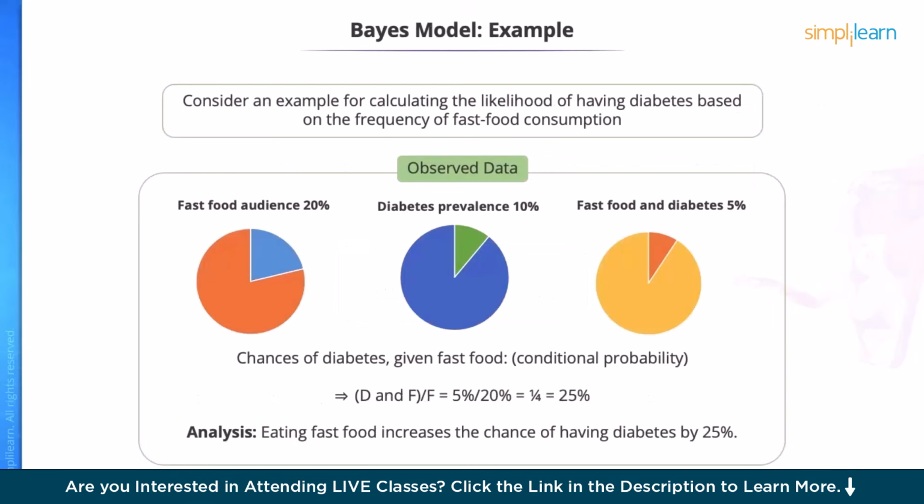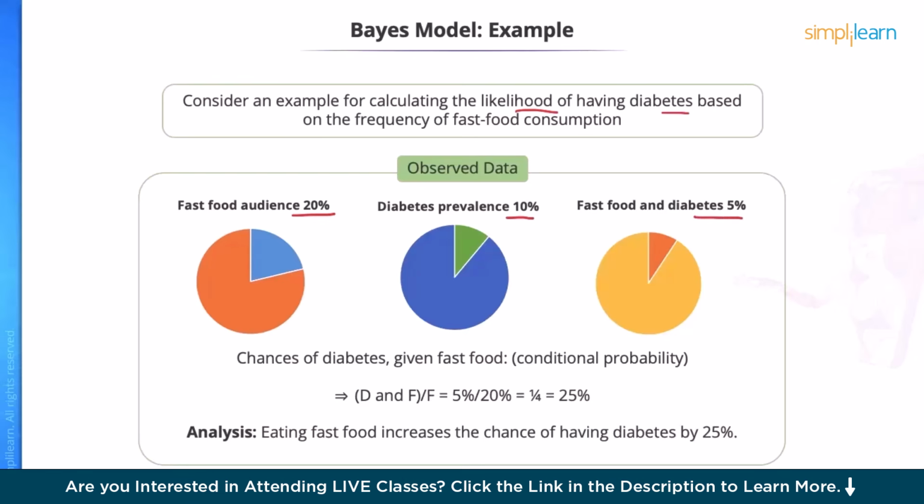Bayes model, an example. Consider an example for calculating the likelihood of having diabetes based on frequency of fast food consumption. Here is the observed data. Let's say the fast food audience is 20%. Diabetes prevalence is 10%, and 5% is fast food and diabetes.